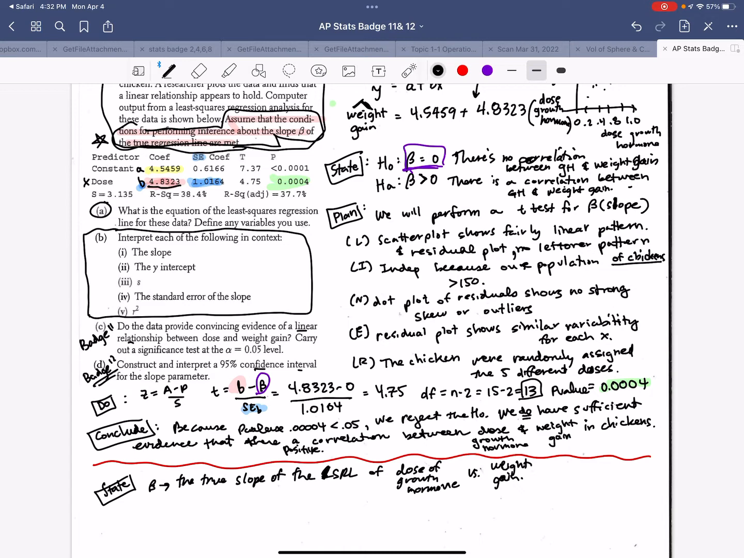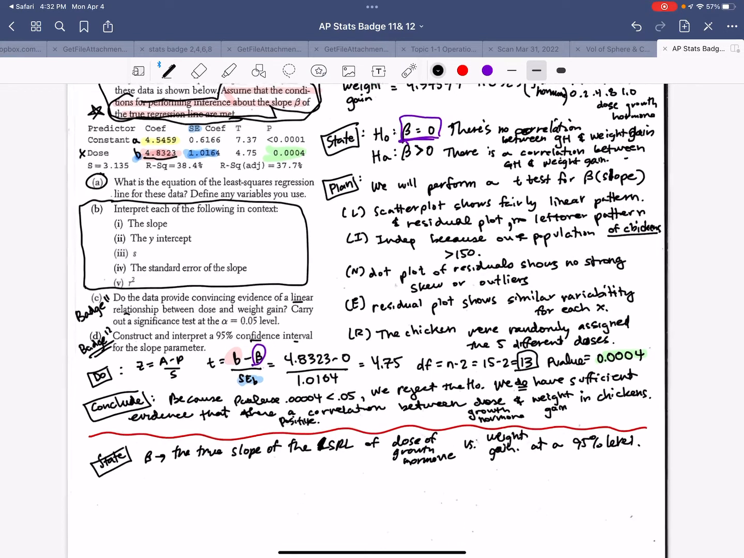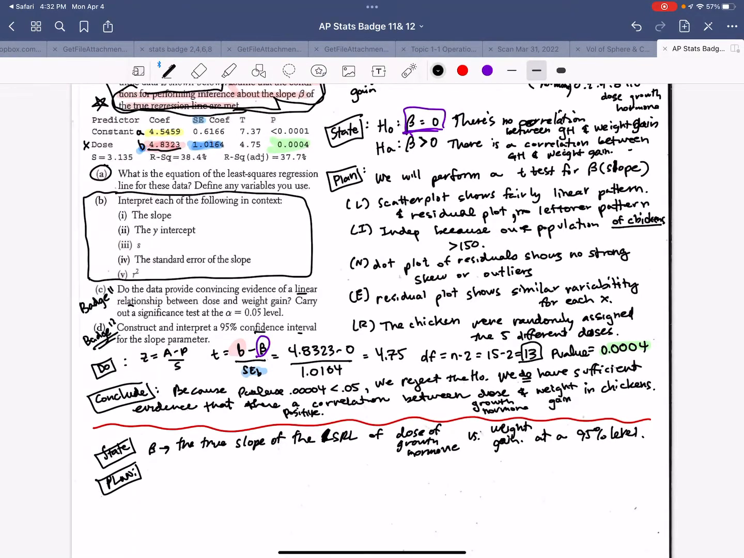Okay, so we have our state, and we have to say at a, what does it say? 95% level. So let's do it. State, plan. So we will perform a t interval for beta. What is beta? That's our slope, the slope of our least squares regression line. All right, state, plan, do.